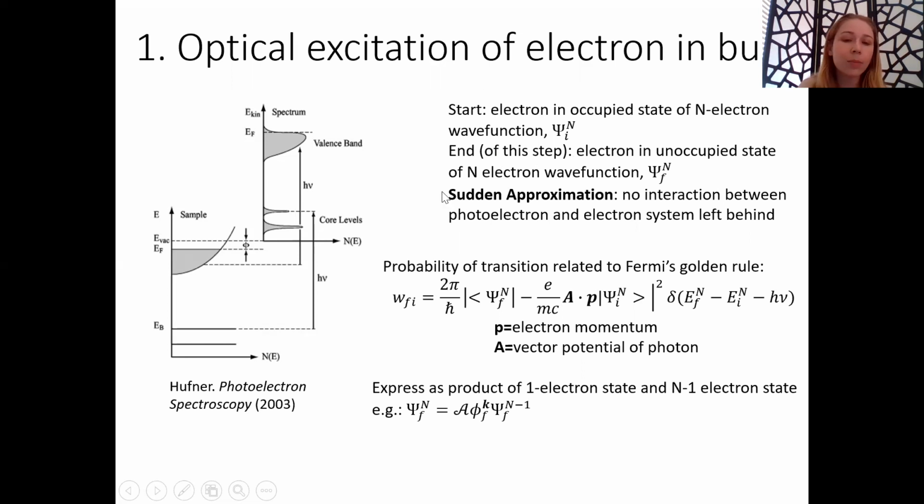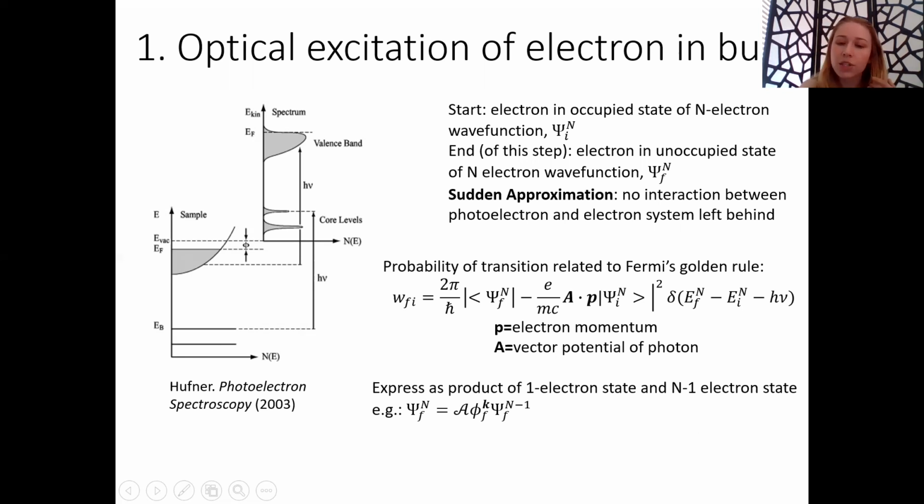And an important approximation is what is called the sudden approximation, and that approximation is that there's no interaction between this photoelectron, so once an electron gets hit by a photon and something happens to it, it's called a photoelectron, and the electron that it's left behind. So the probability of this transition, going from the start wave function to the end wave function, is related to Fermi's golden rule, where importantly, you have a matrix element that involves the electron momentum and the vector potential of the photon.